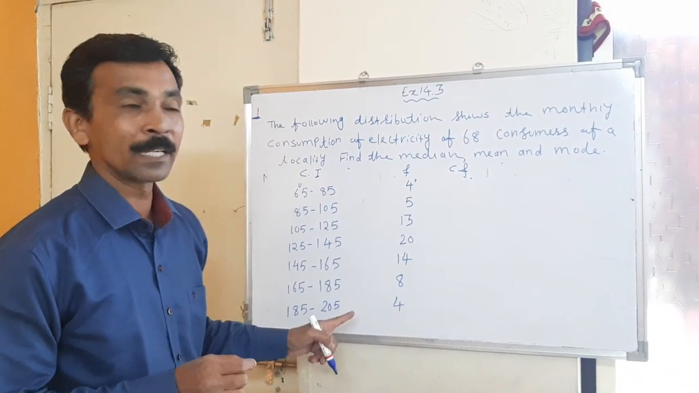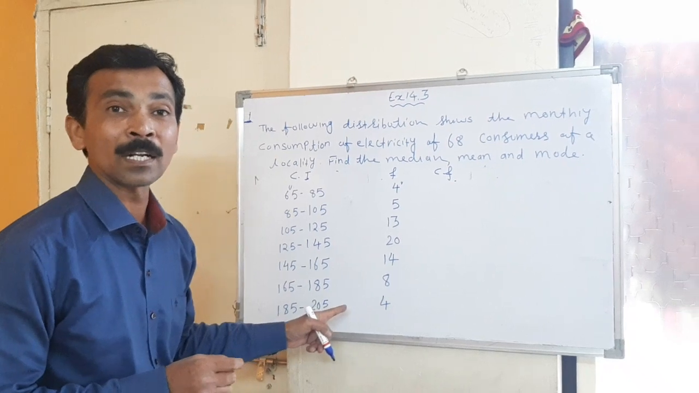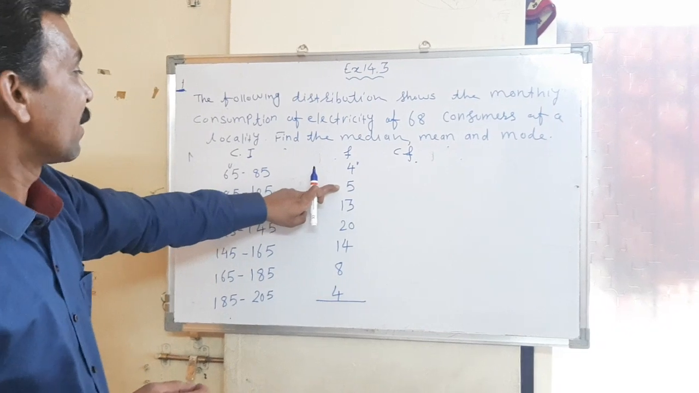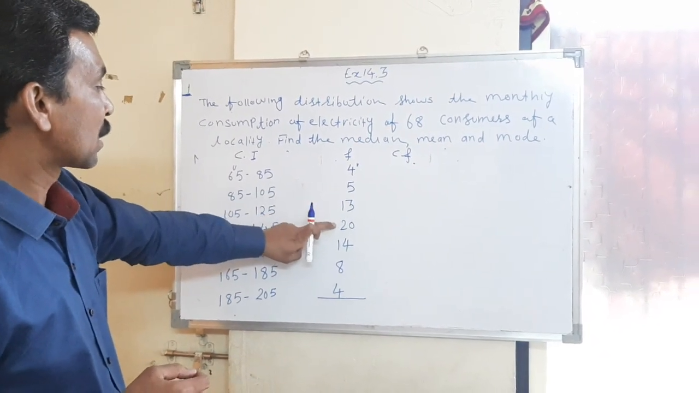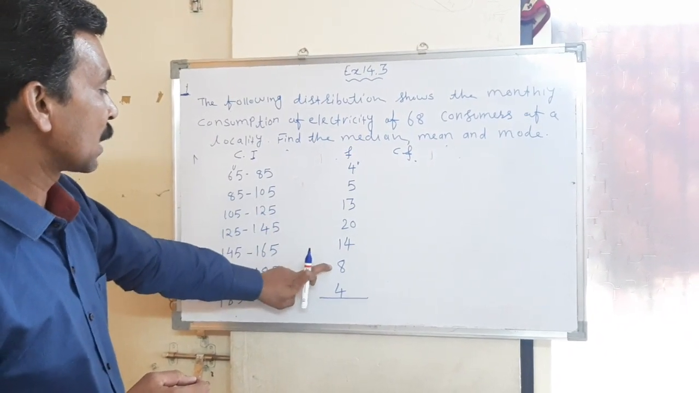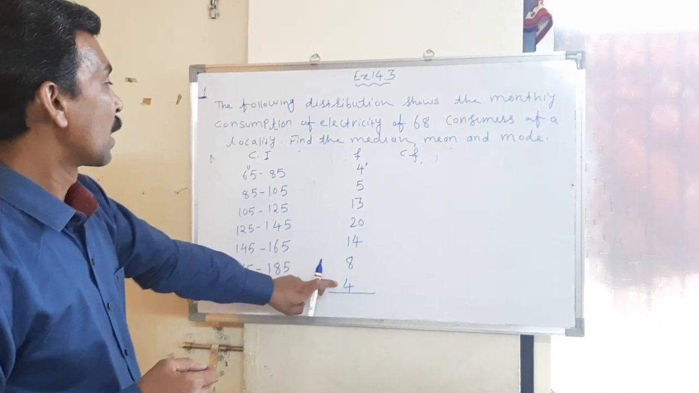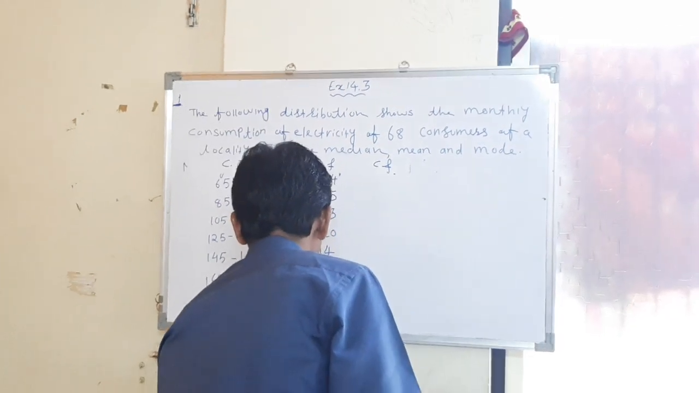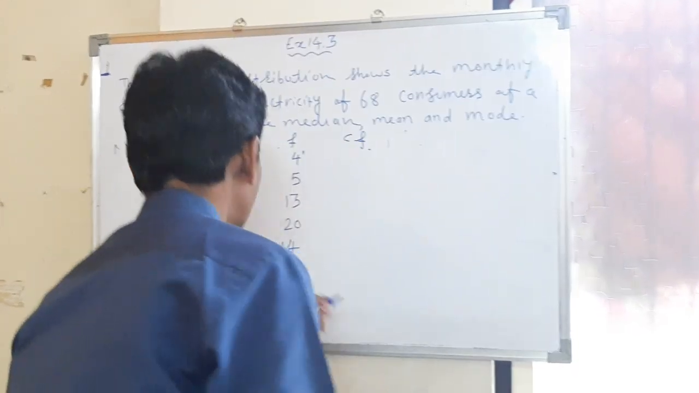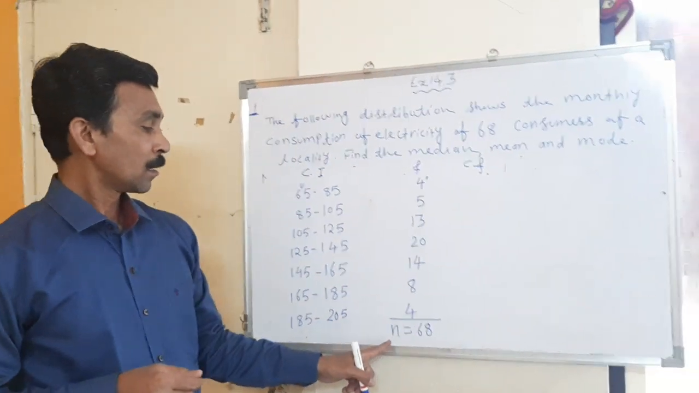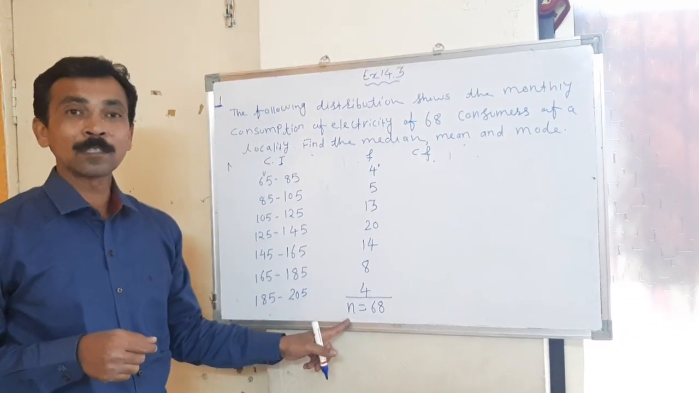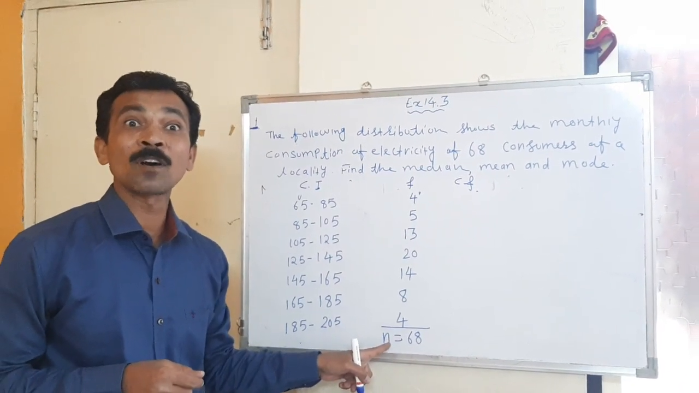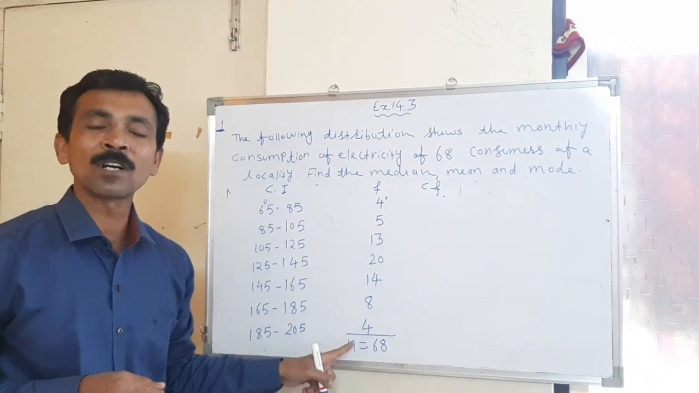Let's see whether they are frequencies or cumulative frequencies. I'll add this: 4 plus 5 plus 13 plus 20 plus 14 plus 8 plus 4. It gives 68. So we call it N. In mean, when we added all these numbers we used to write summation of Fi. Yes, this is also summation of Fi only.